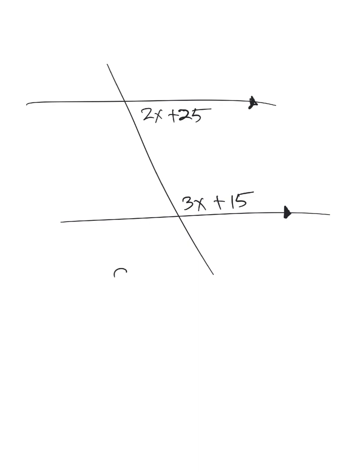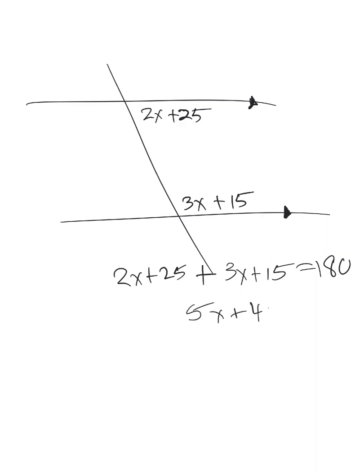Okay. So 2x plus 25 plus 3x plus 15 is equal to 180. Consecutive interior angles are supplementary. So you have 5x plus 40 equals 180. Subtract the 40. 5x equals 140. Divide by 5. And you get 28. x is 28. Who got it right?